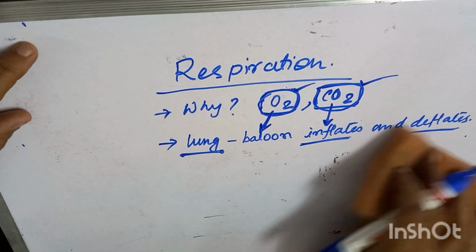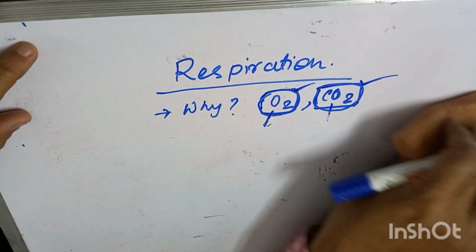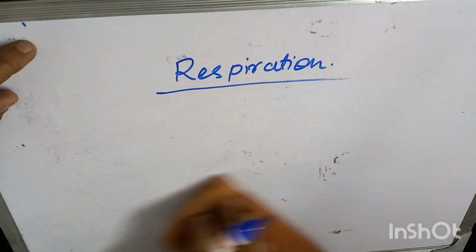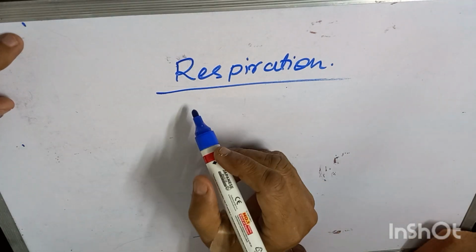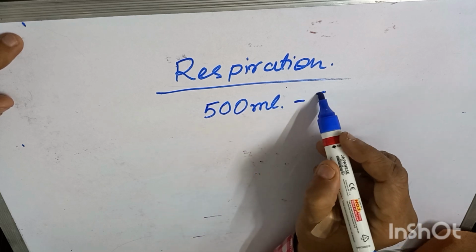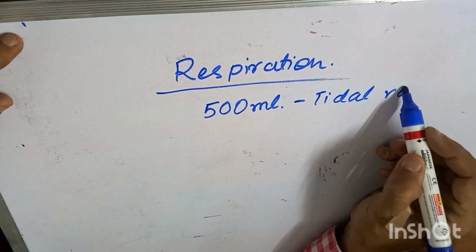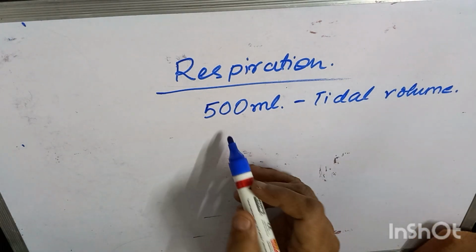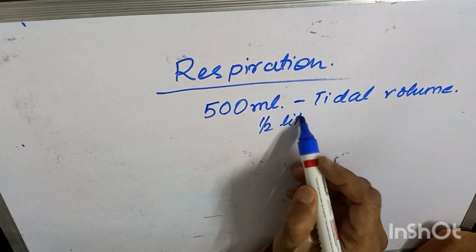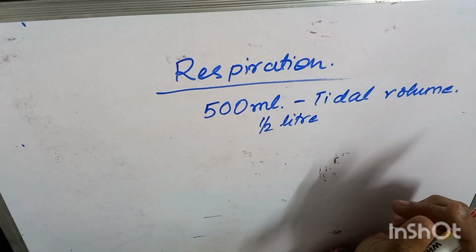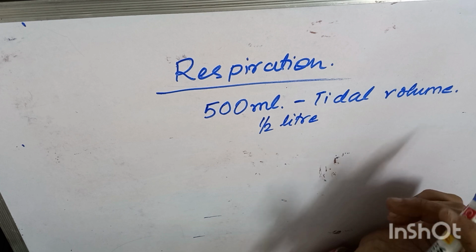So coming to the question, how much air do we breathe in every time we are sitting at rest? At rest, we breathe in around 500 ml of air, and this is called tidal volume. It is just half a liter of air, like a Coca-Cola can, that we put inside within every breathing cycle, and this air is called tidal volume.